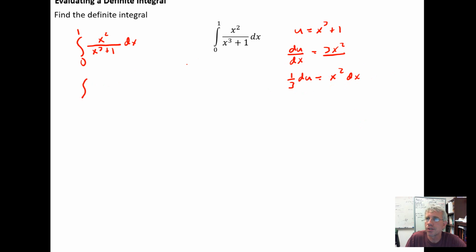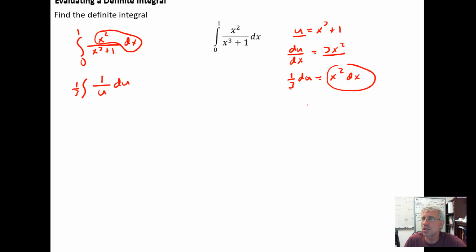So we're going to get the integral, and it's going to be 1 over u because we're going to replace x cubed plus 1 with u. And then we're going to get a 1 here in the numerator because we're going to replace the x squared dx with 1 over 3 du. So there's the du. And 1/3 is a constant and can be factored out in front of the integral.